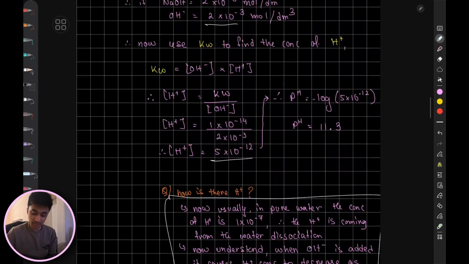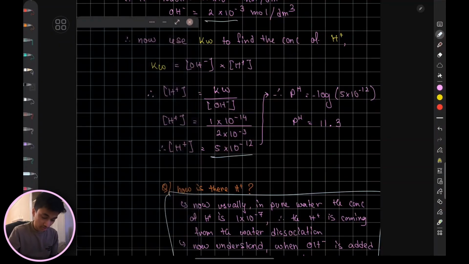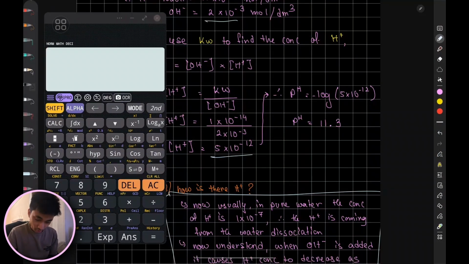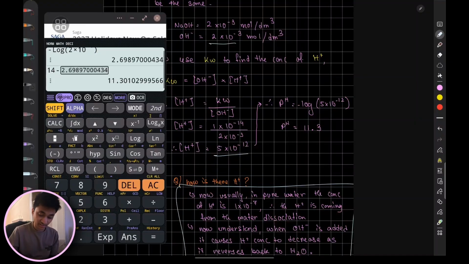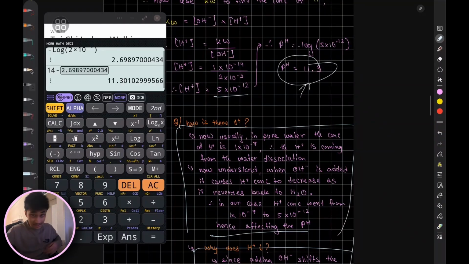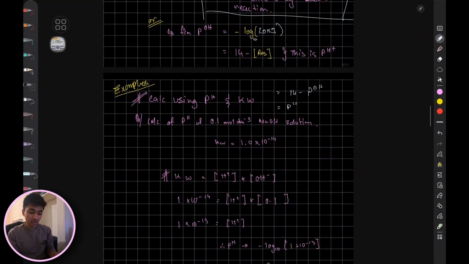Do you want me to check it out? Yeah, sure, I will check it out for you. Where is the OH concentration? 2 into 10 to the power of minus 3. So minus log base 10 of 2 into 10 to the power of minus 3 gives me 2.698. 14 minus pOH is supposed to give me pH. Yeah, there you go, 11.3. Is the pH 11.3? Yes, it is. So this is a very alkaline solution.